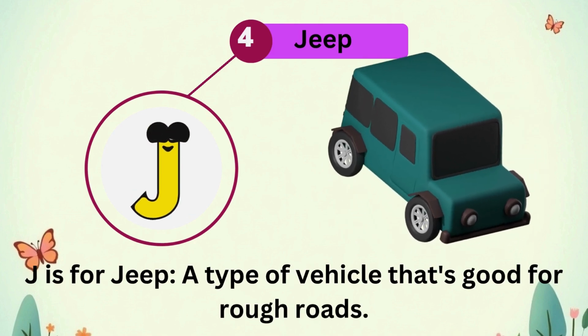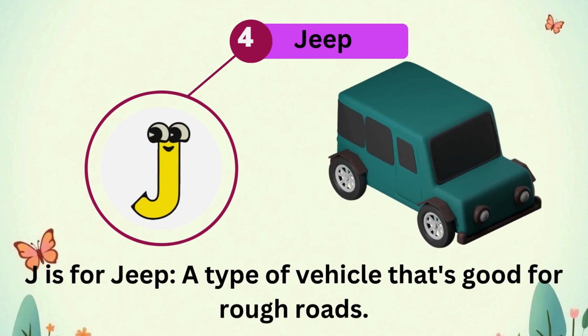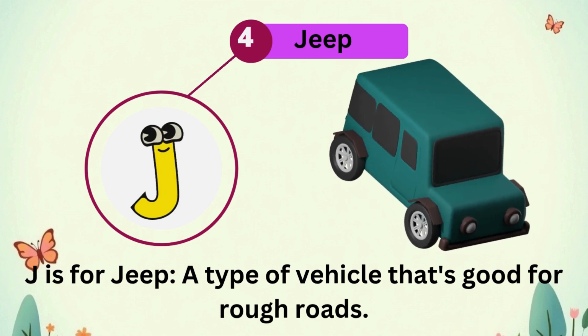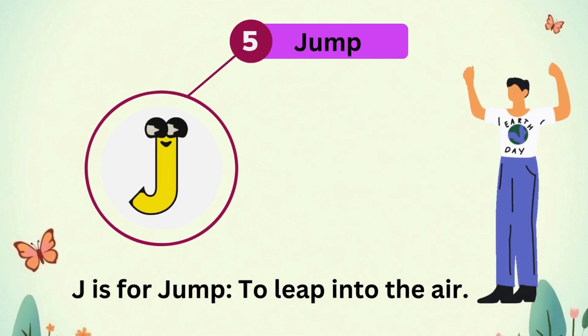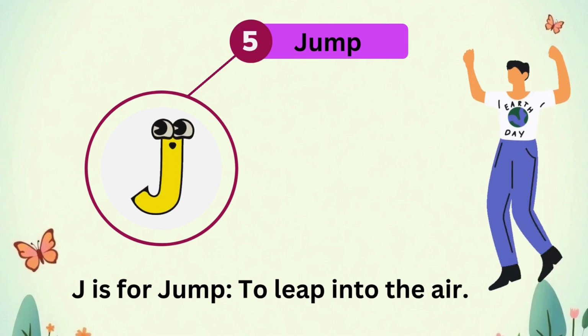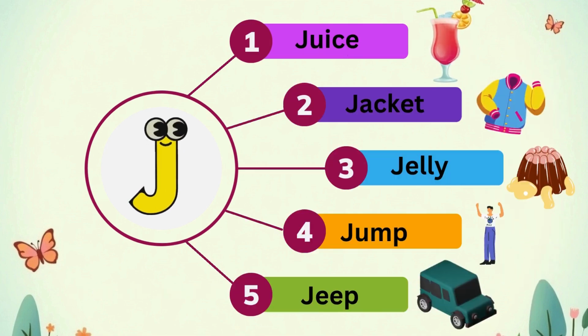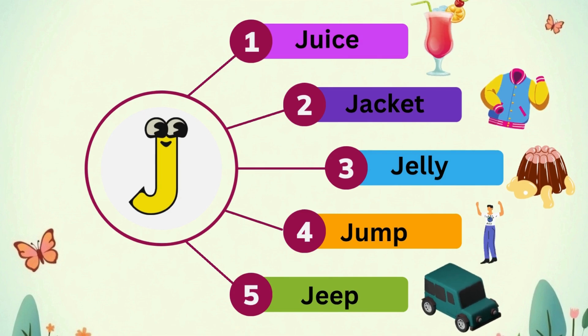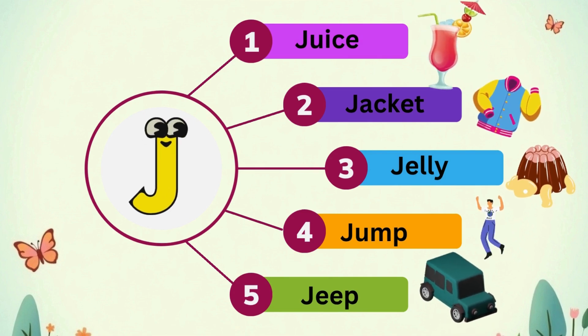J is for jeep, a type of vehicle that's good for rough roads. J is for jump, to leap into the air. J is for juice, jacket, jelly, jump, and jeep.